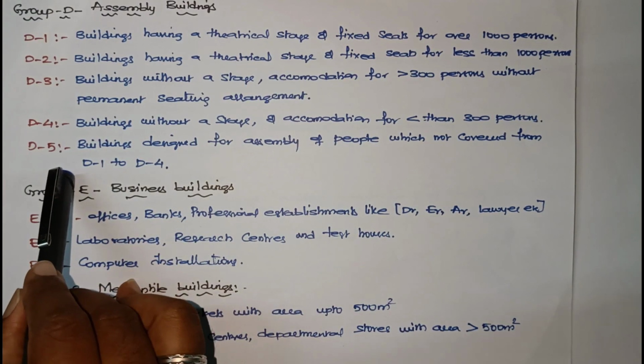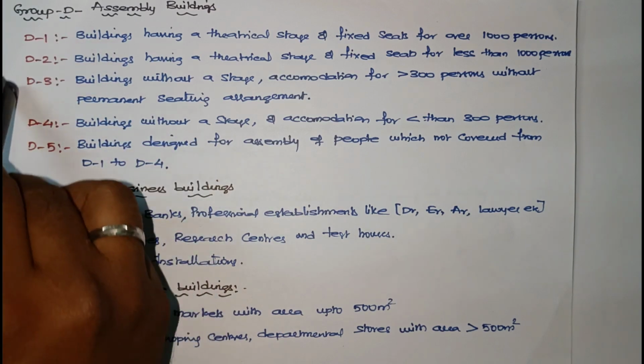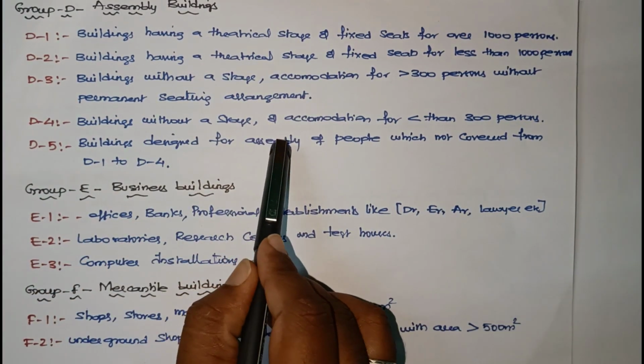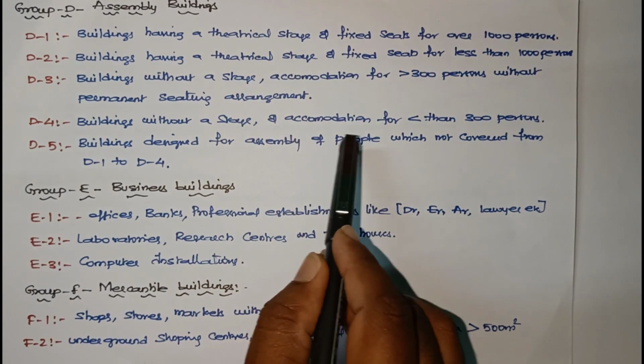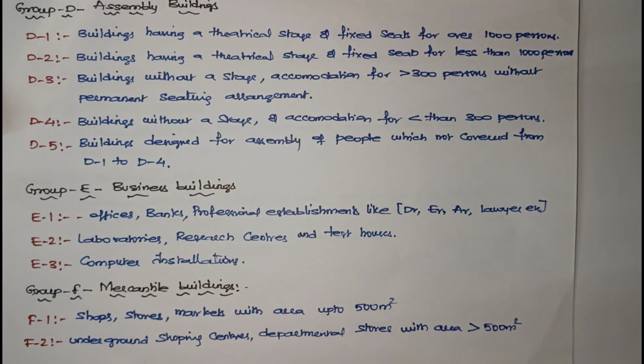Coming to the D5, whatever category is not under these four is nothing but a D5. Buildings designed for assembly of persons which are not covered from D1 to D4 come under the D5 group. This is all about the assembly buildings.